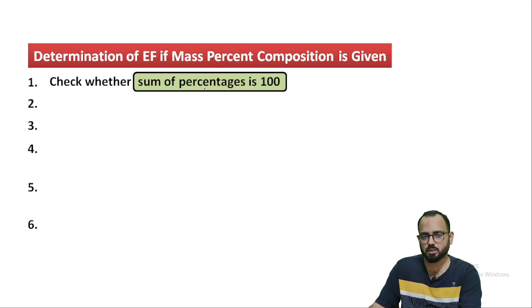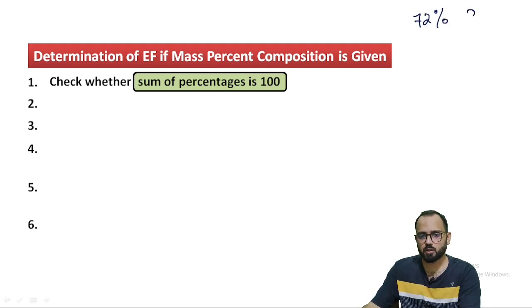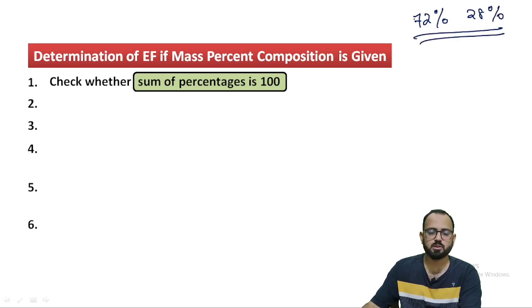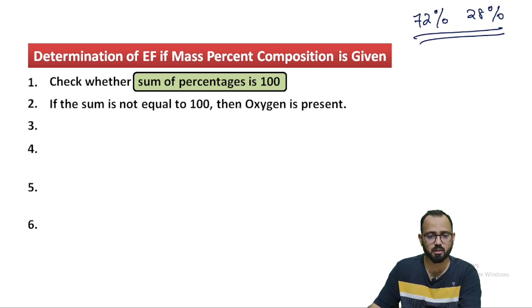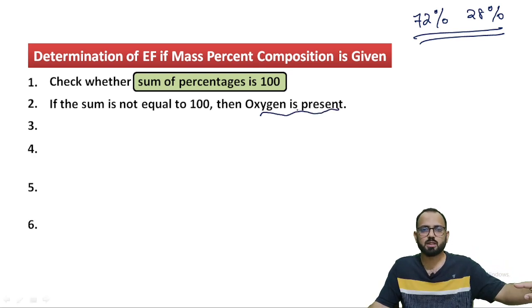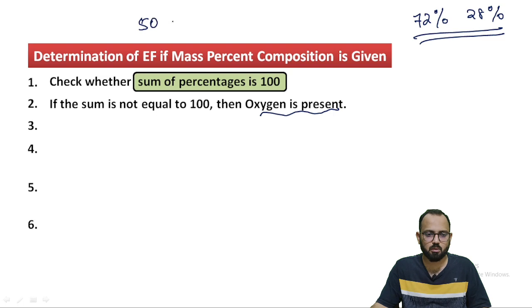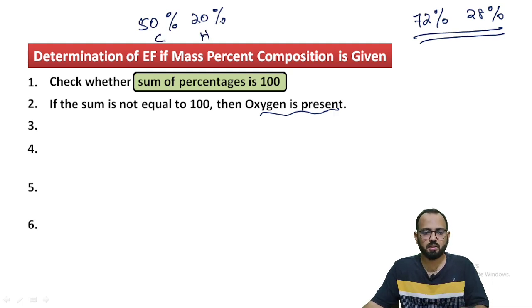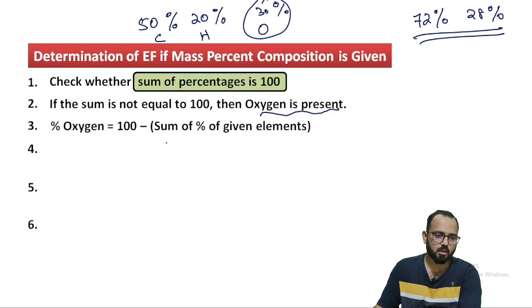Check whether the sum of the percentages is 100. All the percentages should add up to 100. They might have given 72 percent carbon and 28 percent hydrogen in a hydrocarbon, so together it comes to 100. If the sum is not equal to 100, just consider that some amount of oxygen is left. If you get 50 percent carbon and 20 percent hydrogen, then 50 plus 20 is 70, so 30 percent will be oxygen. Even if they are not telling you, you have to assume that the remaining percentage is oxygen: percentage of oxygen is 100 minus the sum of the percentages of the given elements.